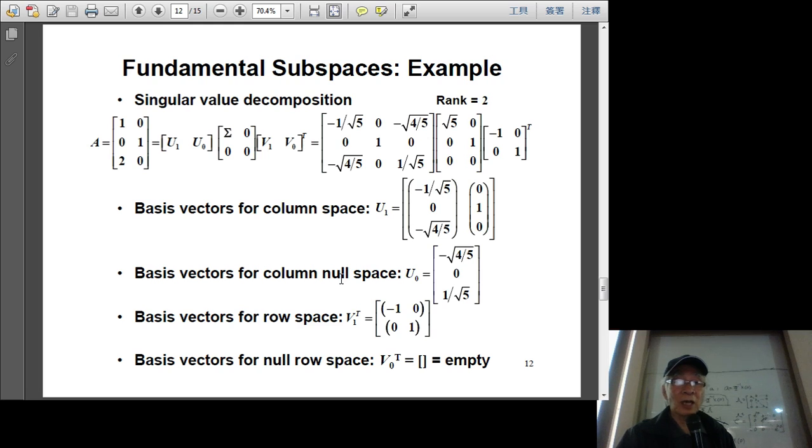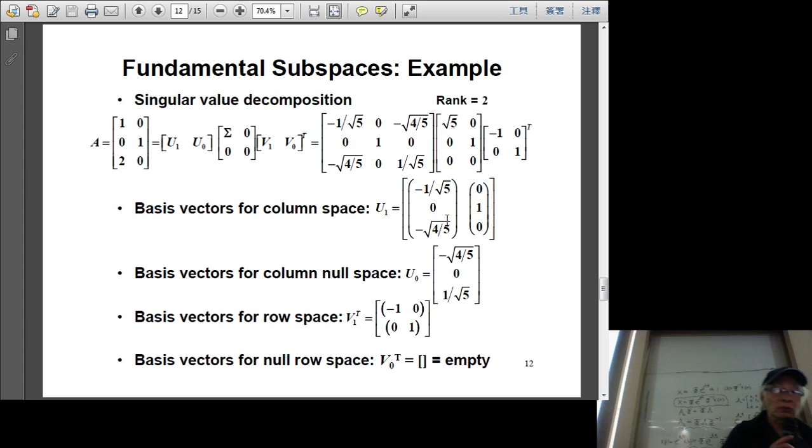The basis vector for the column null space will be this: minus square root of 4 or 5, 0, and 1 over square root of 5. And the length of this basis vector for the column null space is also equal to 1. The vectors in this column null space are orthogonal to these two vectors, the U1 vectors. That means when you multiply them, each product is equal to 0.